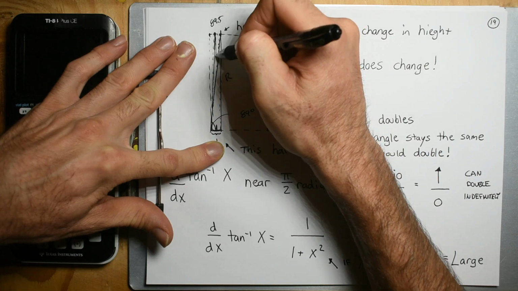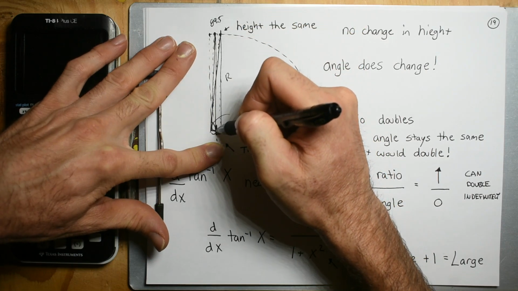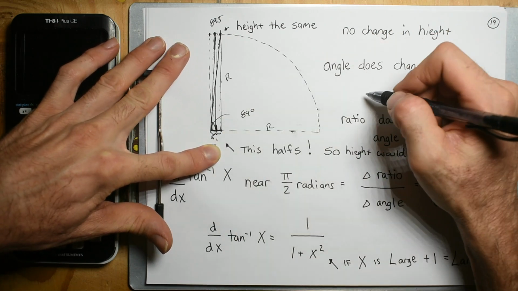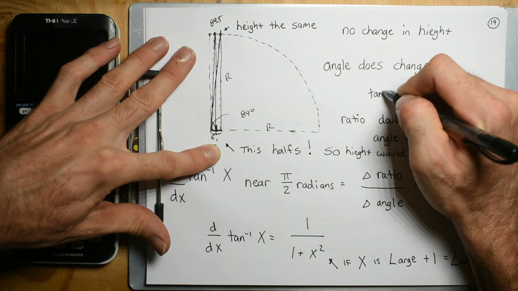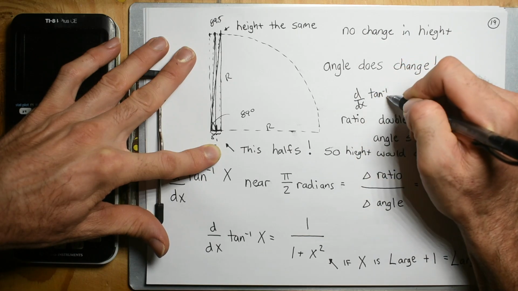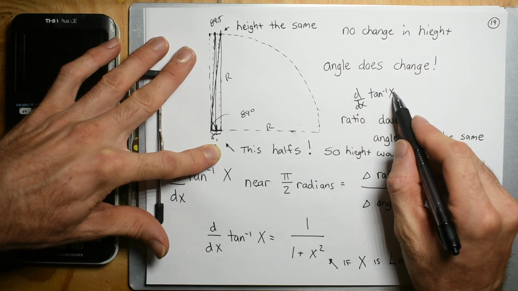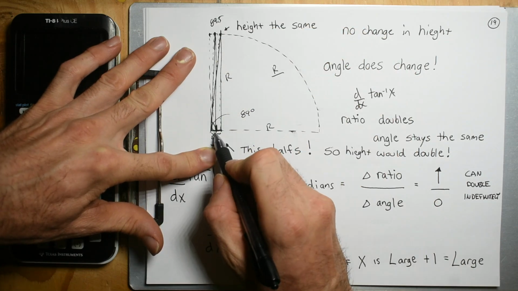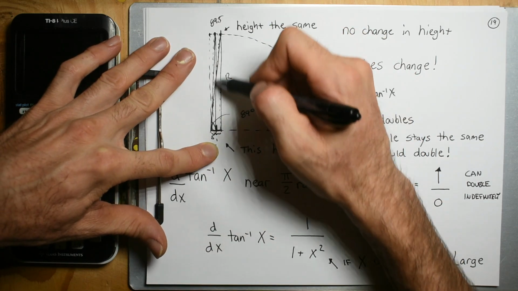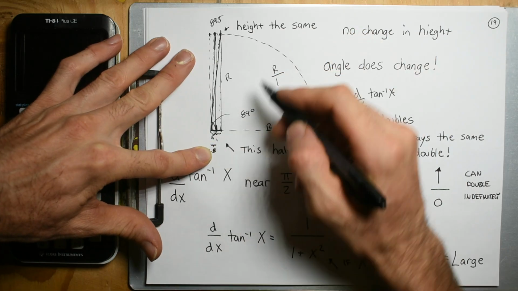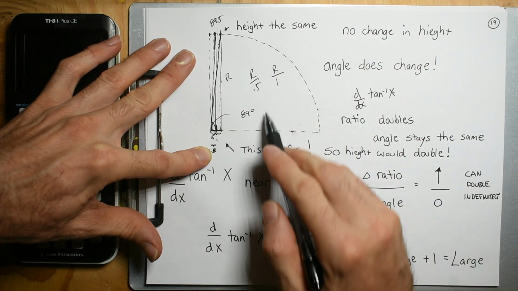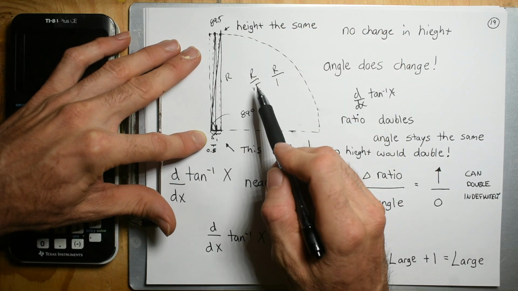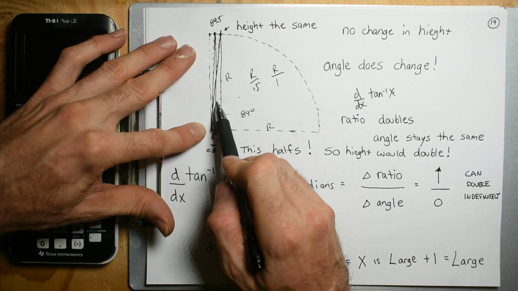But what happens to this vertical height? It goes to right there. So now this is 0.5. And in our equation that says inverse tangent of x is the ratio of the opposite, which is r, divided by this length. So right here was r divided by 1, and now it's r divided by 0.5. This height didn't change, but this keeps halving and halving and halving.